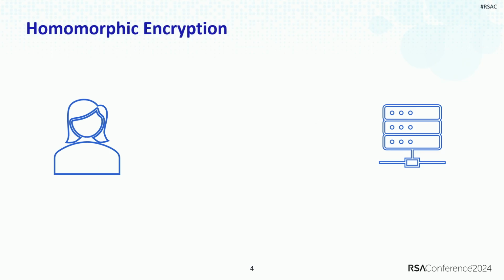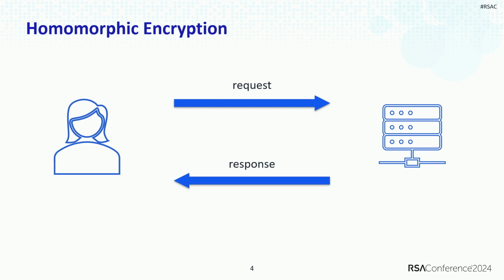I'm going to start with homomorphic encryption, and I'm going to introduce what I consider the canonical use case for it. There are lots of others, but this is the use case it was designed with in mind. We have a user and a server. I'm going to keep it really simple. The user sends a request to the server, and they get back a response. Easy. But if we're thinking about privacy for the user in this case, what's the problem?